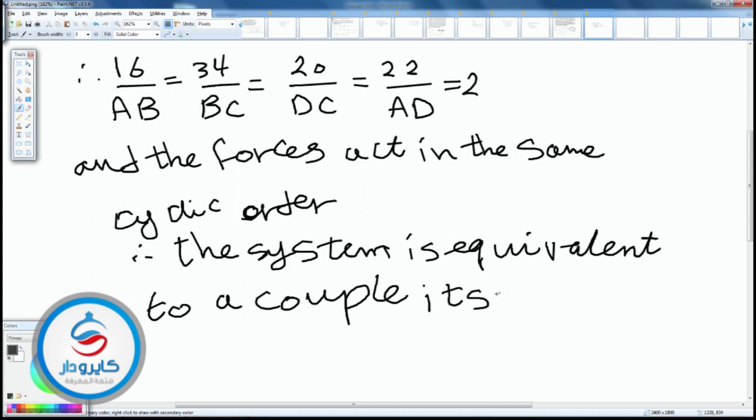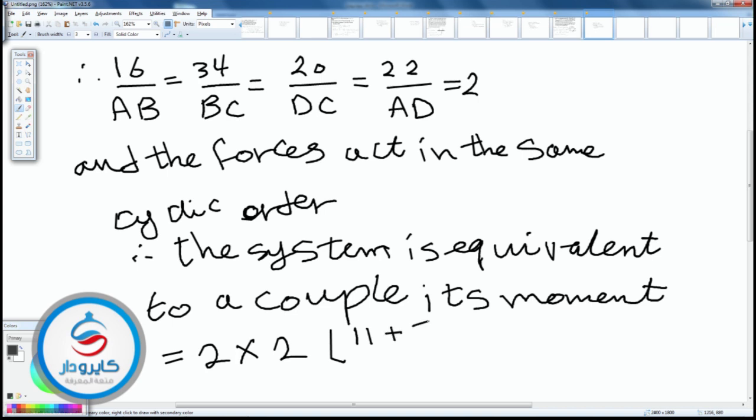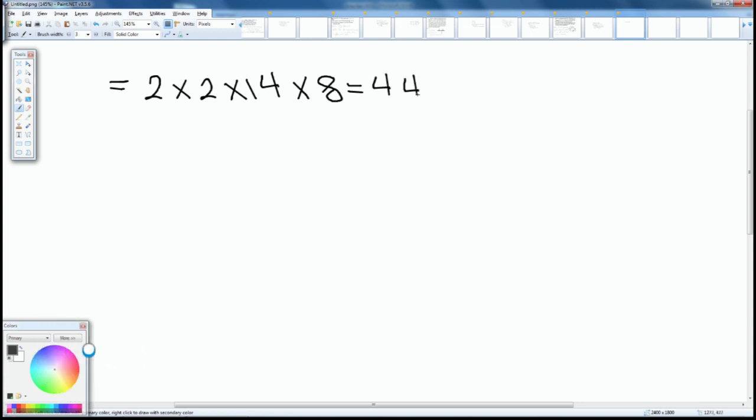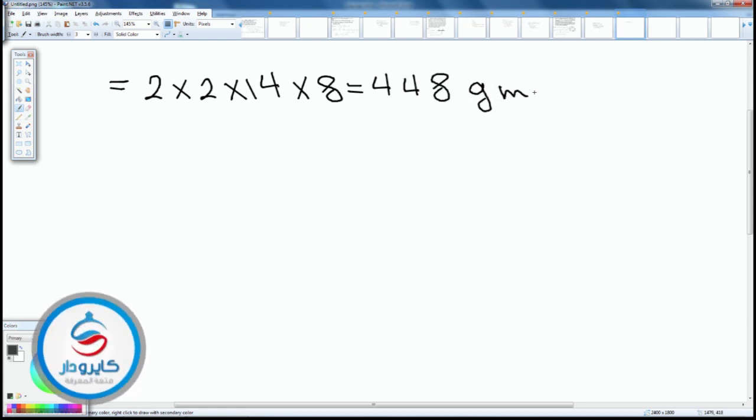Its moment equals 2 by 2 by 11 plus 7 over 2 by 8, equals 2 by 2 by 14 by 8, equals 448 gram weight dot centimeter.